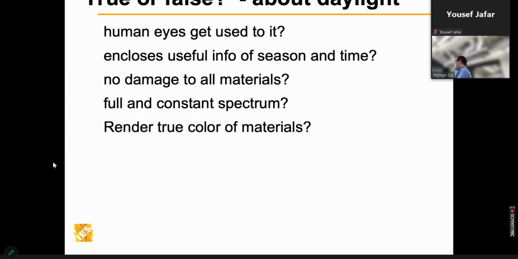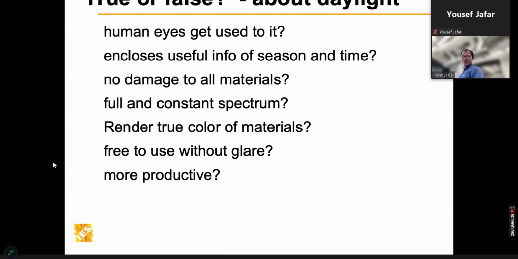Render true color of materials. Of course, daylight is the most reliable color render. Free to use without glare. It's free to use, but sometimes we have glare and very strong glares, so it's not true. And then how about the next one?